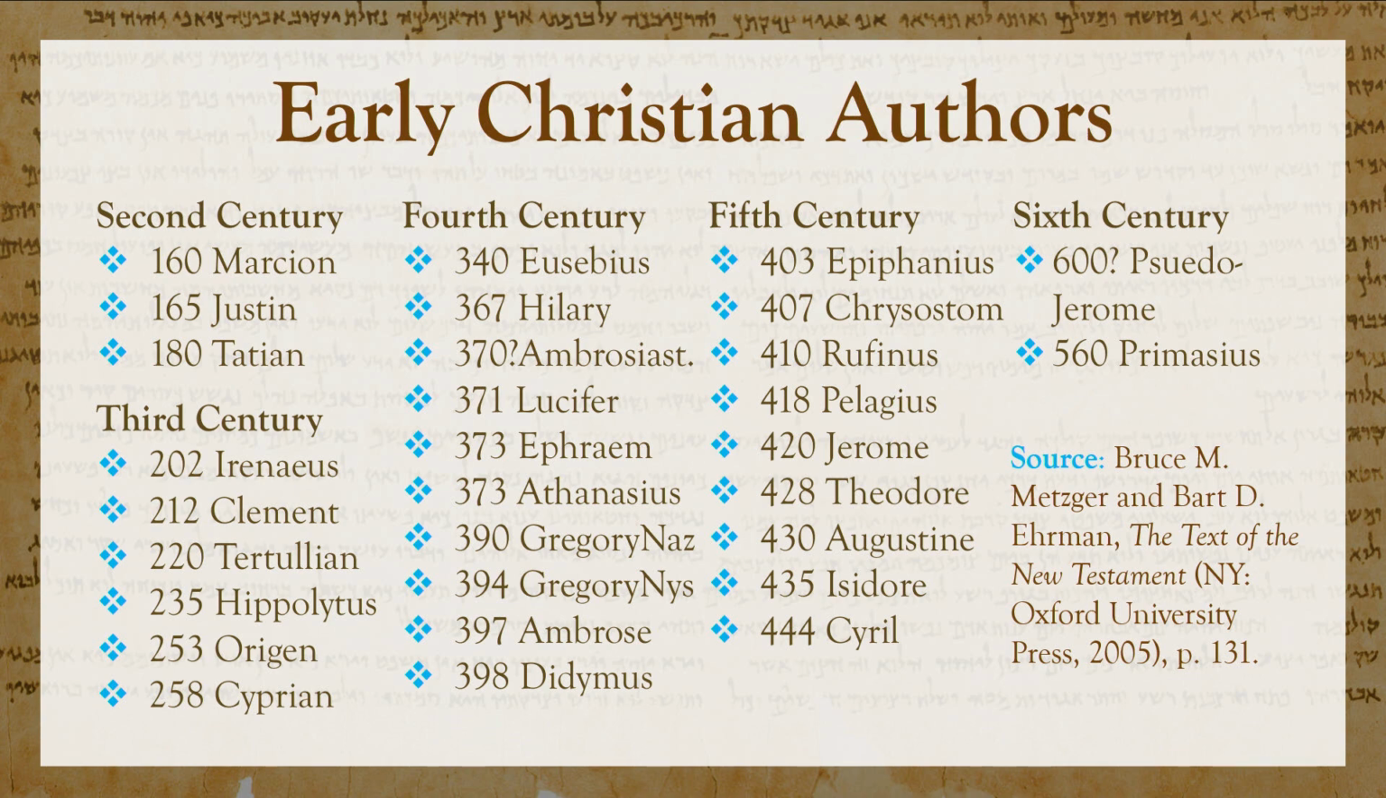In the 2nd century, we have Marcion and Justin and Tatian. I would also add to that the Didache. In the 3rd century, Irenaeus, Clement, Tertullian, Origen, Cyprian. 4th century, we have a lot there. The 5th century, even into the 6th century. So what scholars can do is work through these different church fathers, and a lot of this work has already been done and is actually available in computer software today.